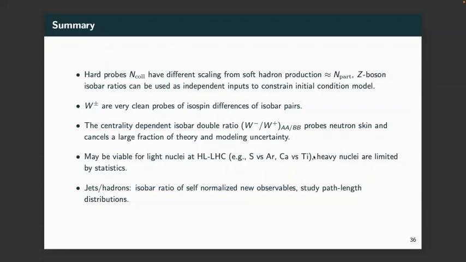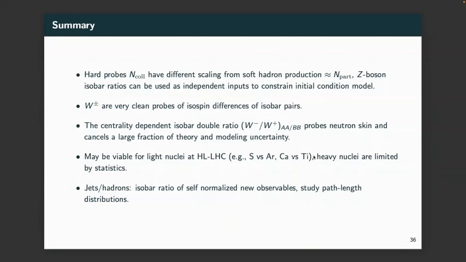So the usefulness of hard probes is that first, it has very different scaling from soft particle productions. And second, some of the probes are very sensitive to isospin. Of course, the main limitation of hard probes is the statistics, as you can see in the projection for these W boson double ratios to probe neutron skin. For light nuclei, maybe it's viable if you have enough time at high luminosity RHIC, but for heavy nuclei, we need to figure out other ways if you want to go in this direction.